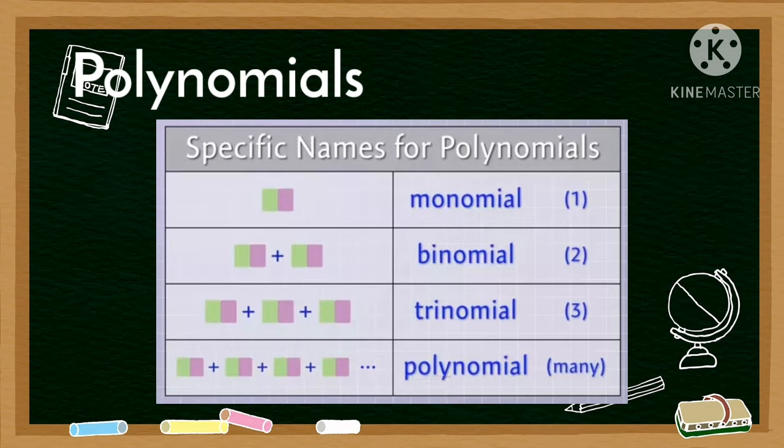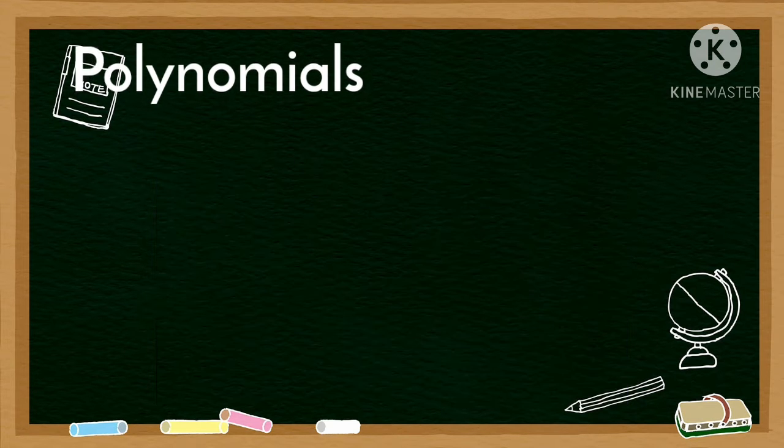We have names for certain polynomials with a certain amount of terms. For example, if a polynomial only has 1 term, then it is considered a monomial. If it has 2 terms, then it is called a binomial. If it has 3 terms, then it is called a trinomial. A polynomial with 4 or more terms is simply called a polynomial.